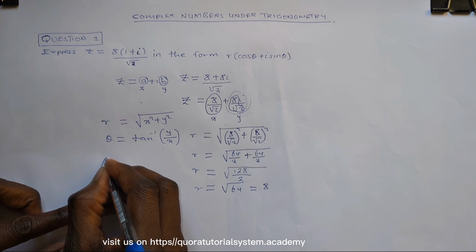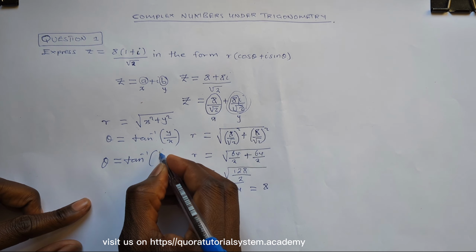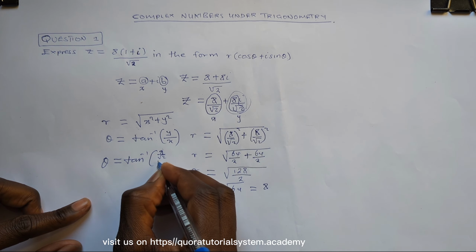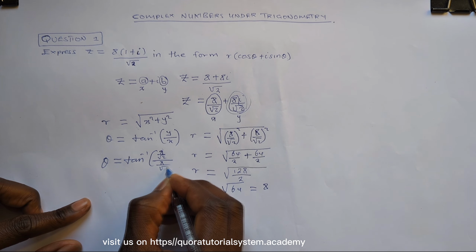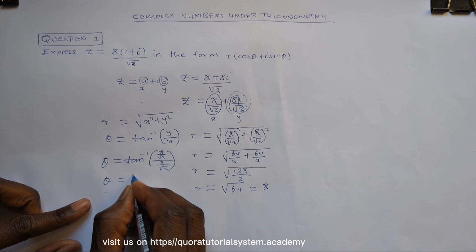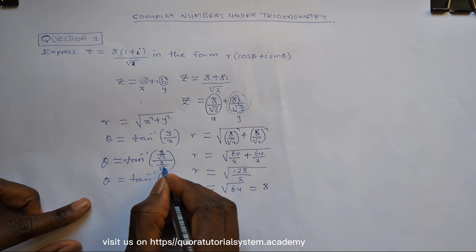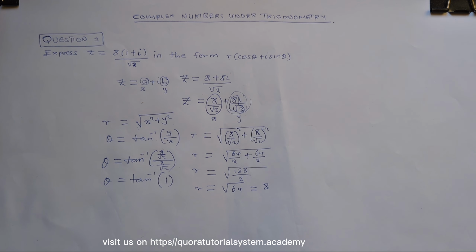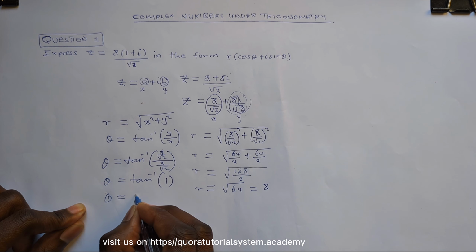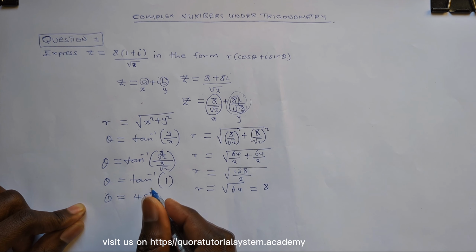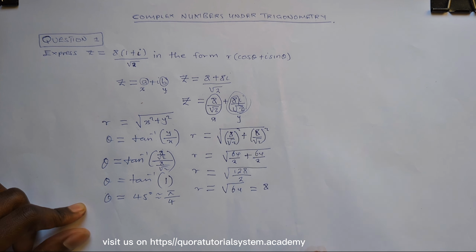Then theta will be equal to tan inverse of, what is this? This is 8 over square root of 2 over, again for y, it is also the same number, 8 over square root of 2, which shows that tan inverse of that has to give you 1, because dividing this by that is 1. And tan inverse of 1, the answer has to be 45 degrees. In radians, this is pi over 4.